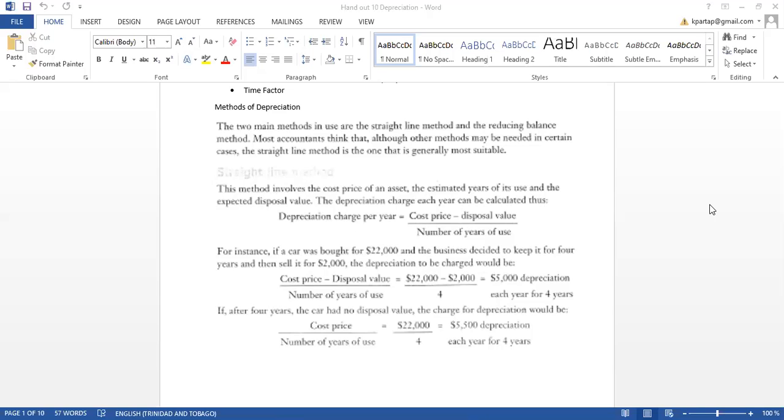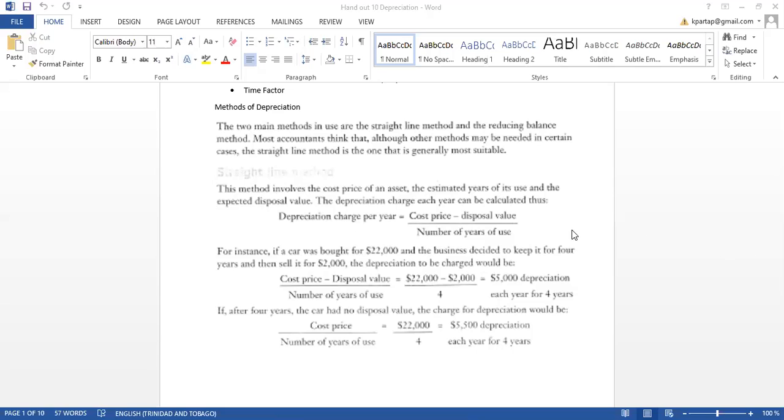So we have an example here. For instance, a car was bought for 22,000 and the business decided to keep it for 4 years, then sell it for 2,000. The depreciation to charge would be the 22,000, which is the cost, minus the disposal value, which is the 2,000. So we will get 20,000 divided by 4, which gives you 5,000 each year for your depreciation cost.